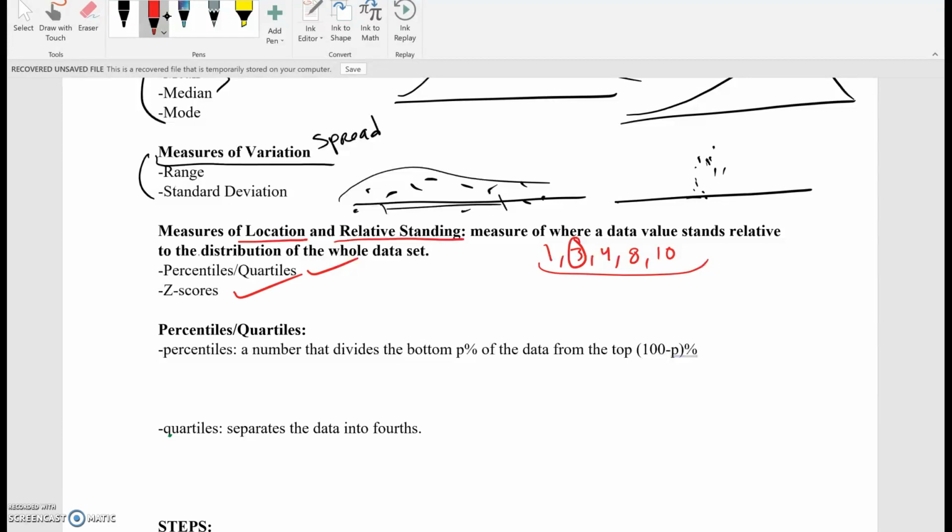Okay, so in this video, I'm only going to talk about percentiles and quartiles. So then later on, we'll talk about box plots and then we'll talk about z-scores.